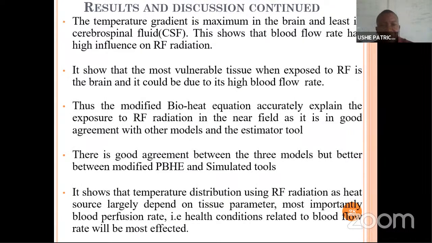So we're specifically dealing with the brain, which is more affected, so the brain should be more protected. Thus, the modified Bowles equation accurately explains the exposure to radio frequency in the near field. As the project continues, we are trying to look at the far field and see the correlation between the two results. But for now, for the near field, there is no correlation using the Bowles equation. The group of agreement for that model estimator.